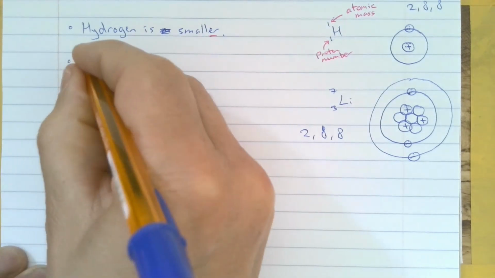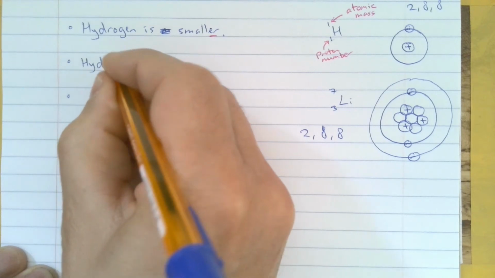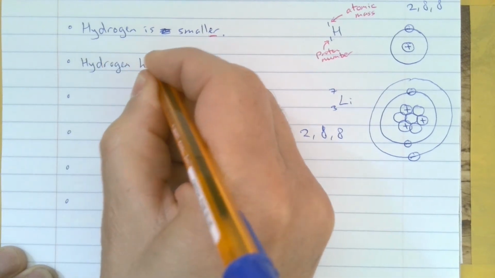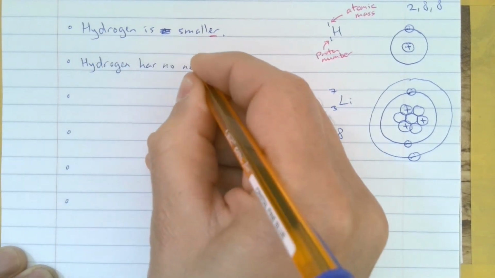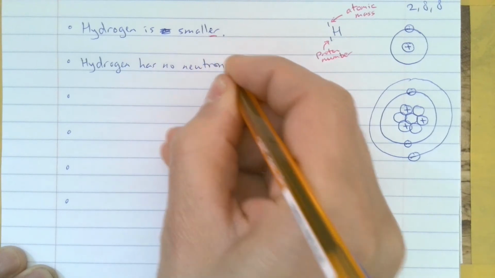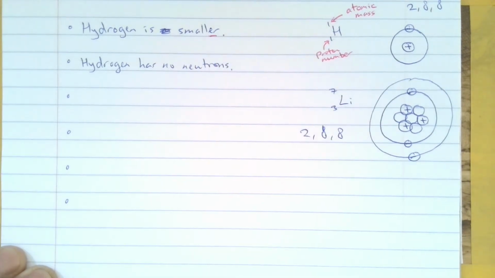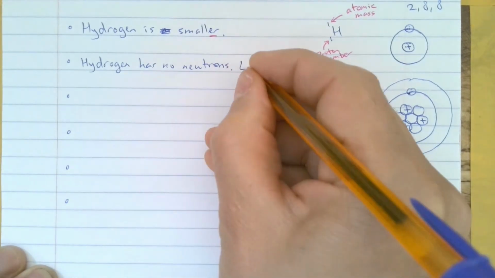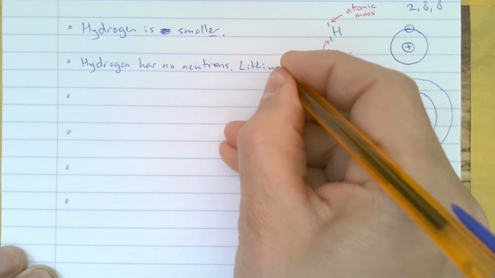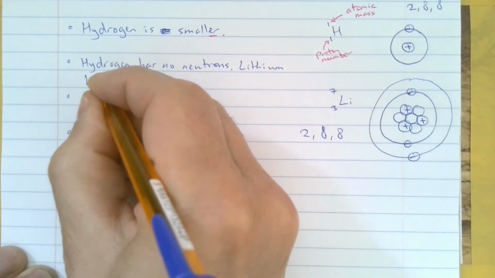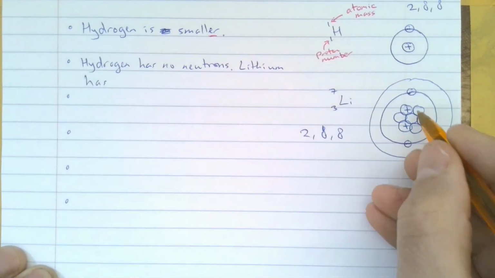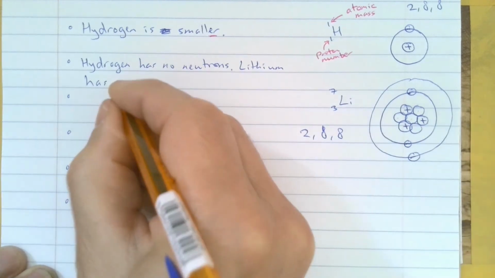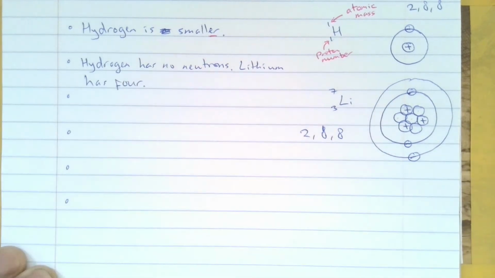What else do I know? Well, hydrogen has no neutrons. Now, that doesn't tell you anything about lithium at all, so that's not yet a comparison. So I need to make a comparison. Lithium has 1, 2, 3, 4. Lithium has 4.